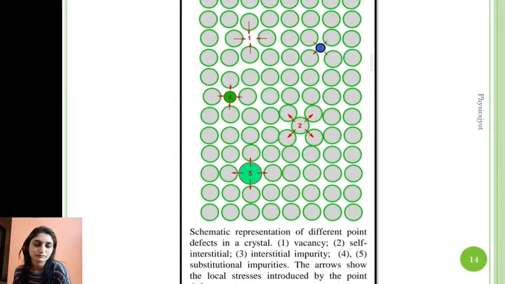Okay, so this is all about the point defects. Thank you so much, and in the next class we will study about the planar defects. Thank you.